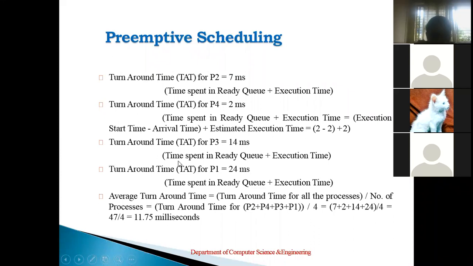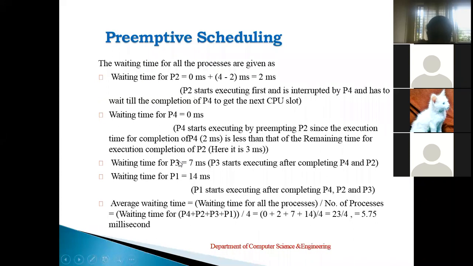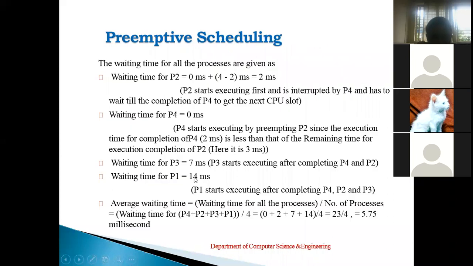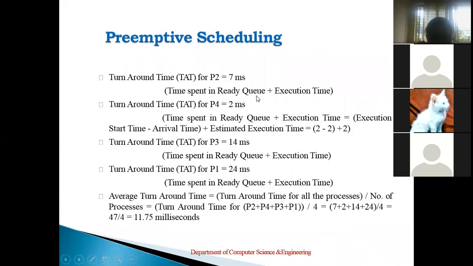Okay. So Vaishnavi, can you tell me, you understood what the turnaround time is? What is the definition? See the definition here. Time spent in ready queue. How much time each process is spending in the ready queue plus execution time. That is what is called turnaround time. Got it? Yes, ma'am.